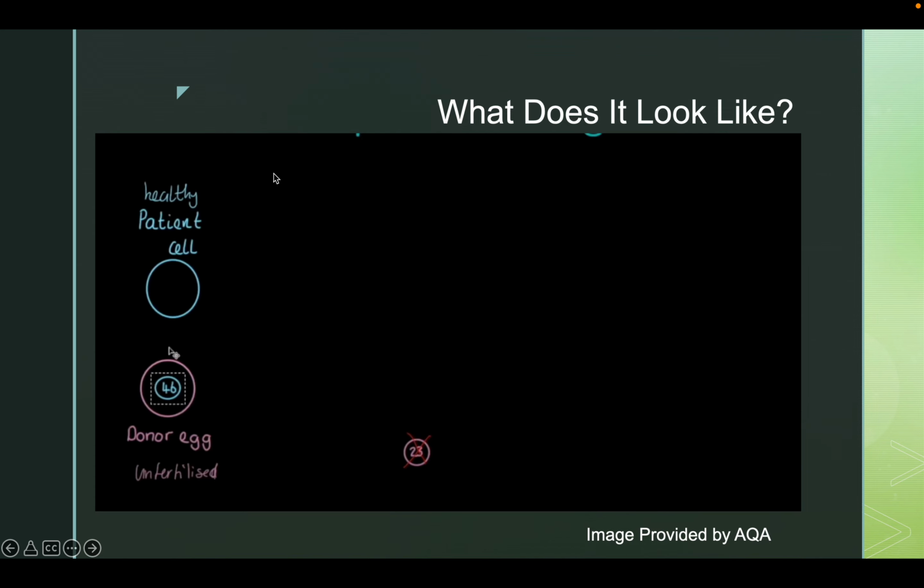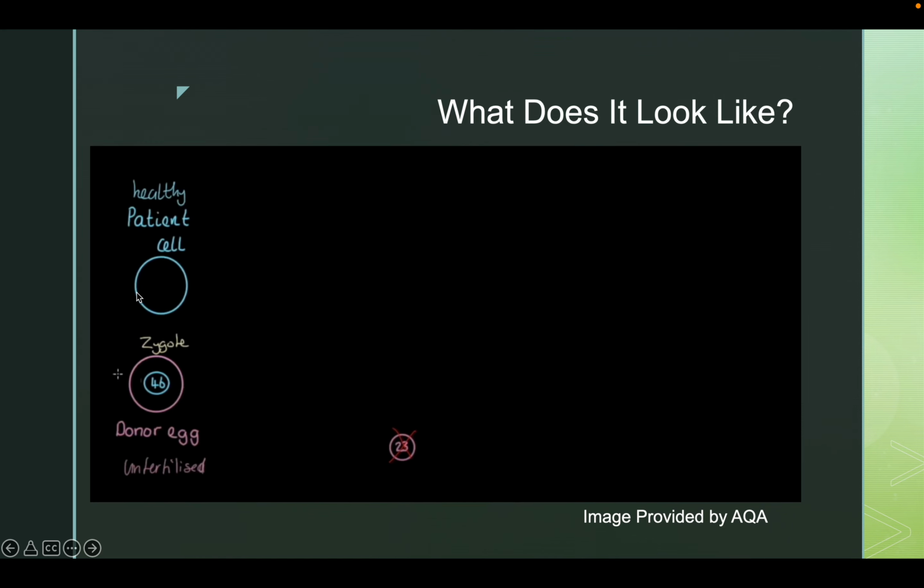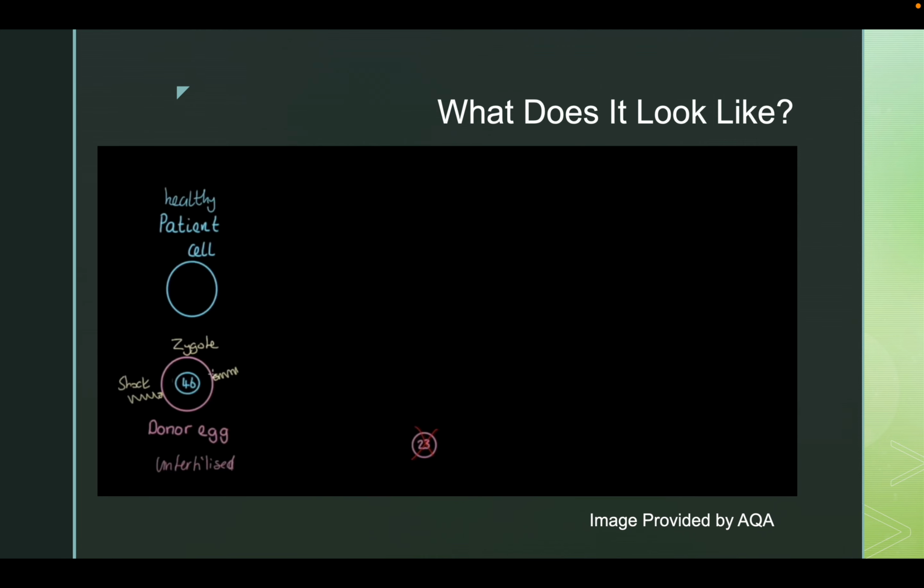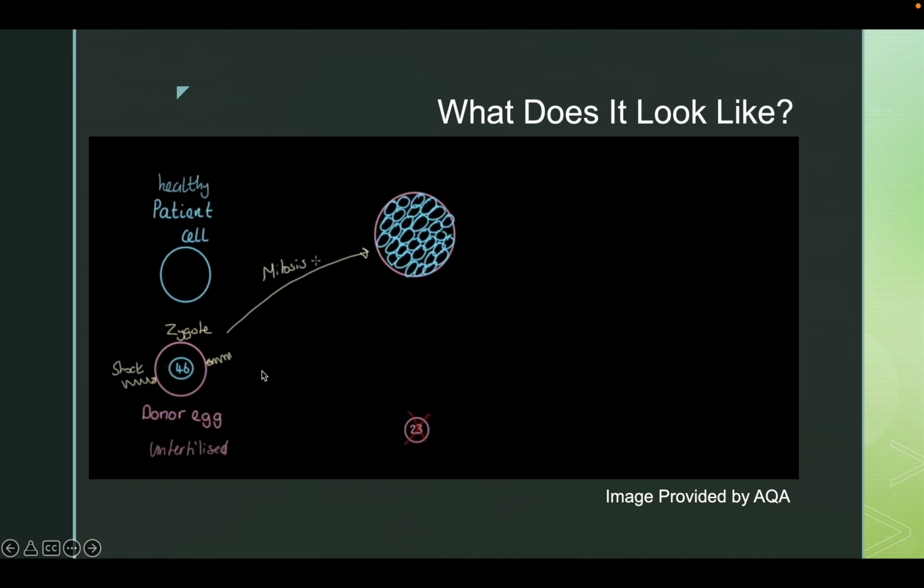So we're transferring the DNA, the nuclei here, from the healthy patient cell into the donor egg, which then creates a zygote, as we talked about just a second ago. And then with a little bit of stimulation to the donor egg, it triggers mitosis, so this donor egg is able to start making copies of itself to create healthy cells.